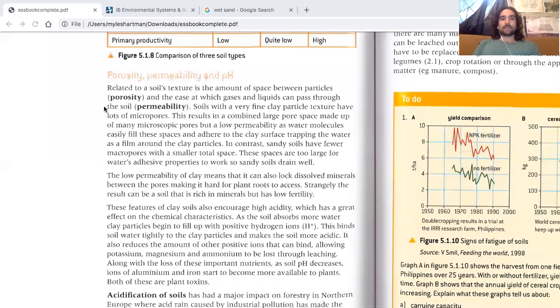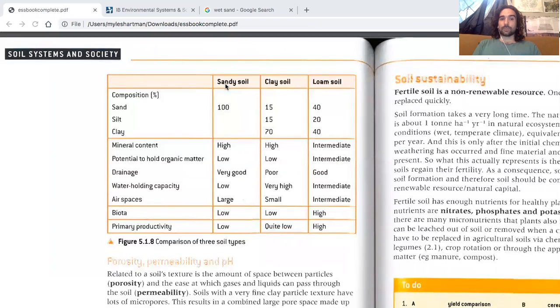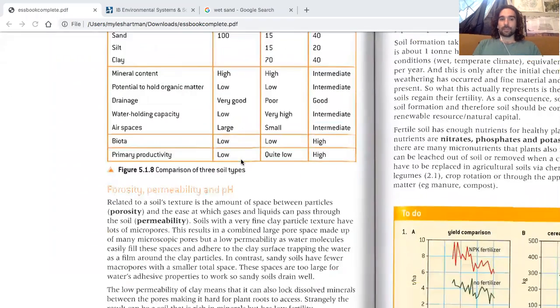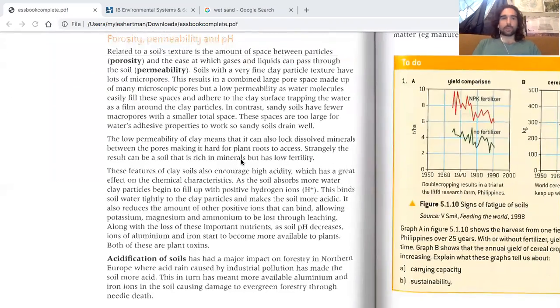So porosity, permeability, and pH. These are kind of just three definitions we need to understand and how they apply to sand, clay, and loam, or how they apply to soil in general. So let's start with porosity.